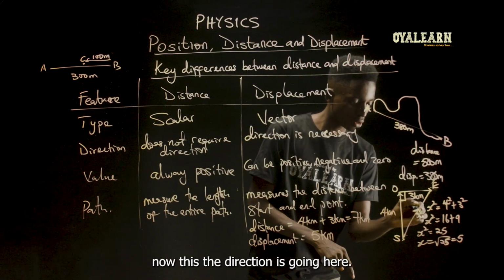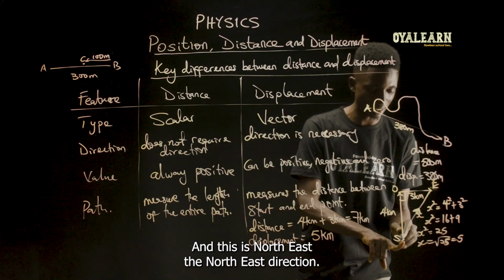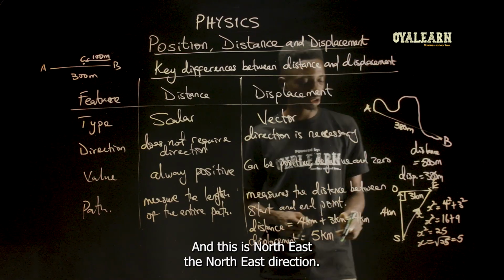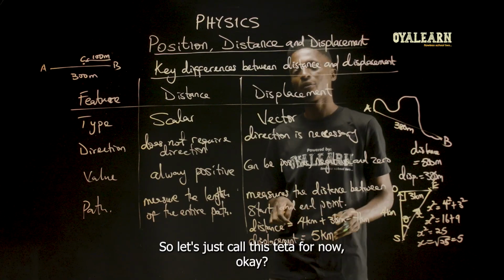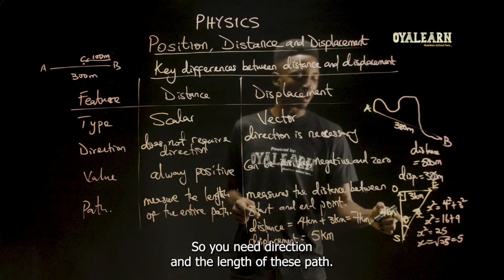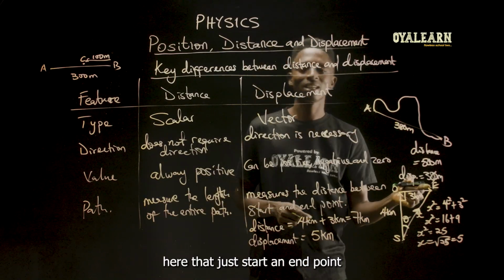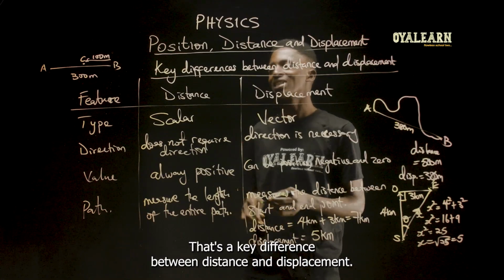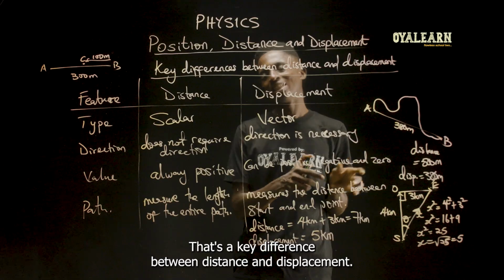Now this is the direction it's going here. Okay, and this is northeast, the northeast direction. The next thing you just need to find is the angle here. So let's just call this theta for now. Okay, so you need direction and the length of this path here that joins start and end point. That's the key difference between distance and displacement.